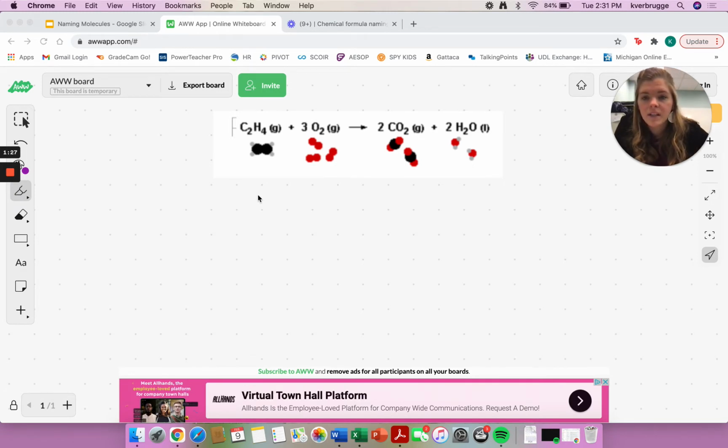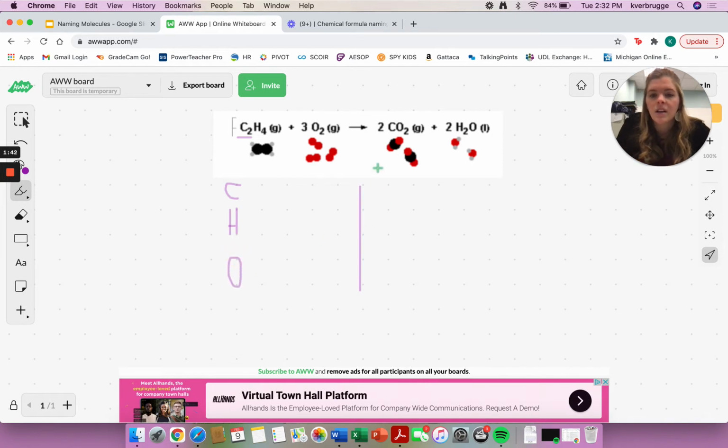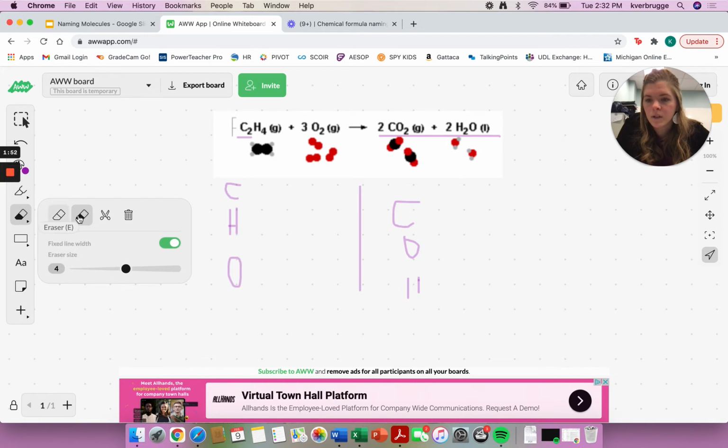Our first thing is we're going to just draw a line down the middle. Why isn't my marker working? There we go. Draw a line down the middle, and we have carbon here because we have a C. We have hydrogen, and we have oxygen on this side. On this side, we also have carbon, oxygen, and hydrogen. What I am going to do really quick is make sure these are in the same order. Alrighty. Carbon, hydrogen, and oxygen.